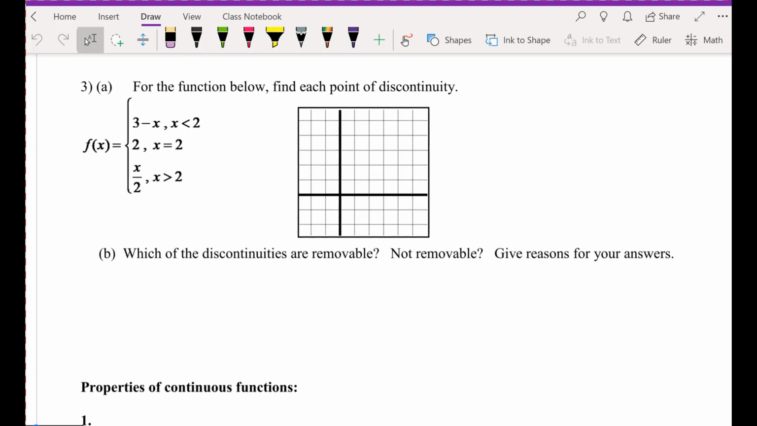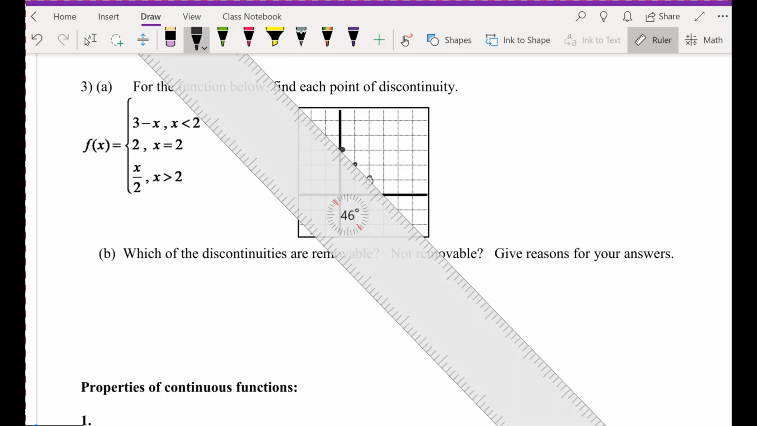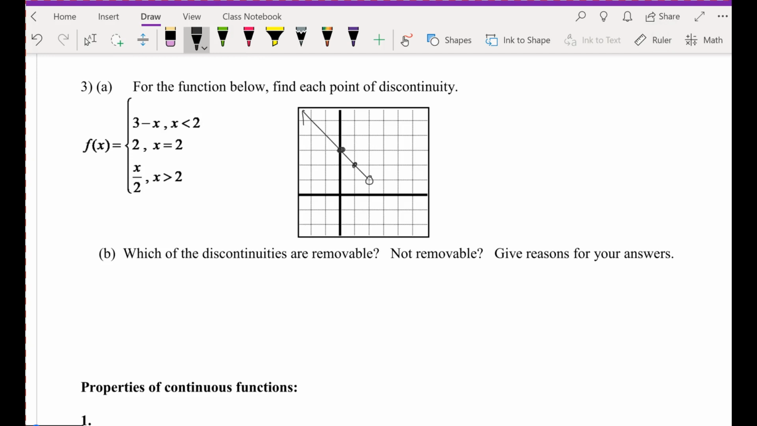So let's start graphing. When x is 2, 3 minus 2, you're going to have a hole at 1. Then it says less than, so I'm going to pick 1. 3 minus 1 is now 2. Then I can also pick 0 to have a nice straight line. 3 minus 0 is going to be 3. Bust out my ruler. There you go.